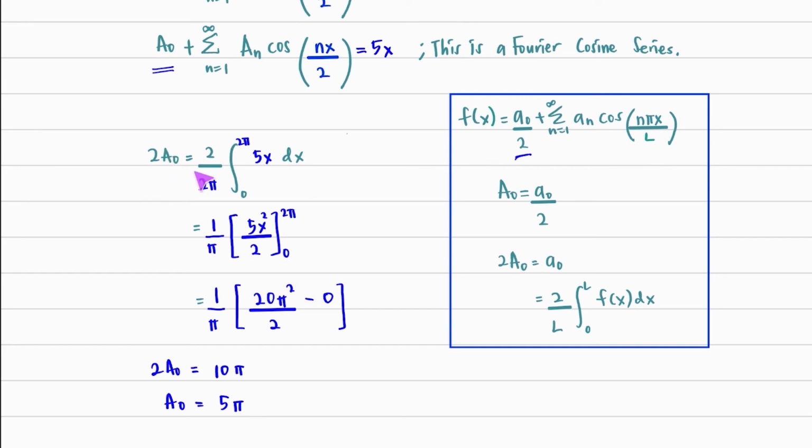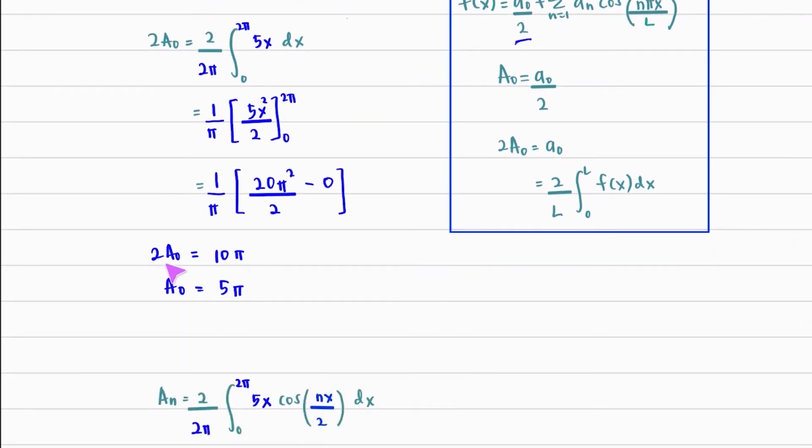2A naught is equal to 2 divided by L, which is 2 pi. Integrate from 0 to 2 pi the function f(x), 5x, with respect to x. Integrate 5x is 5x squared divided by 2. Substitute the upper boundary minus the lower boundary. We get these values. And remember, this is still 2A naught is equal to 10 pi. And therefore, A naught is equal to 5 pi.